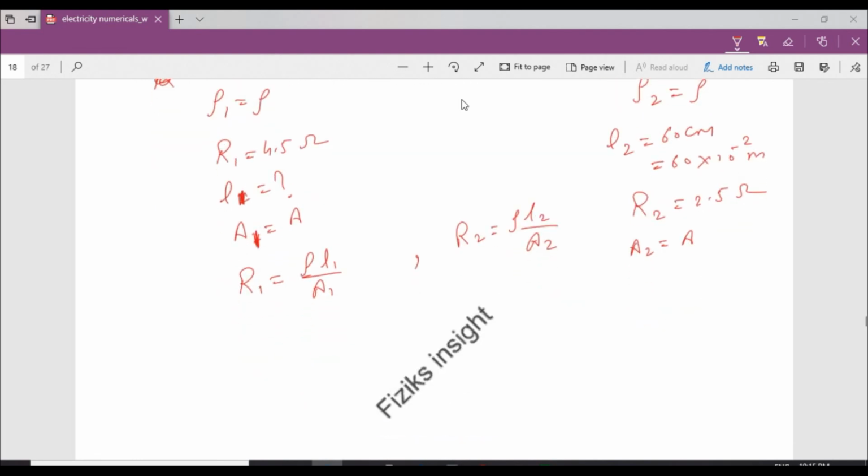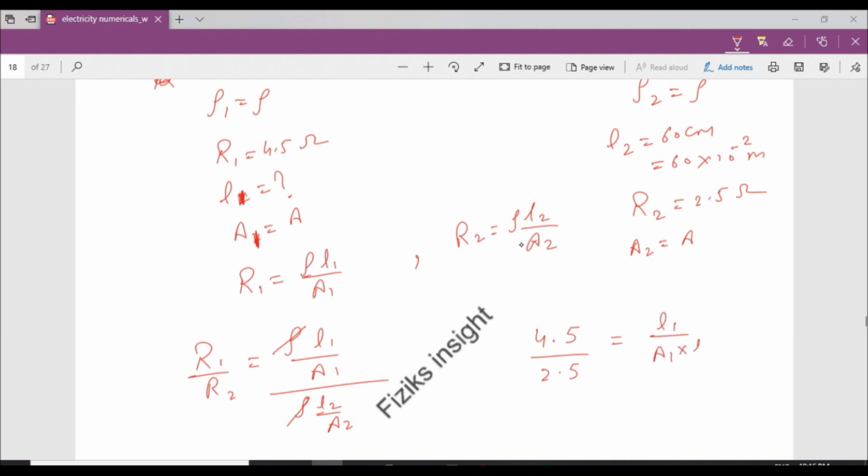What we will do is divide R1 by R2. Rho L1 upon A1 upon rho L2 by A2. Now rho cancels with rho. R1 and R2 are given, so R1 is 4.5 and R2 is 2.5. So it will be L1 upon A1 into A2 upon L2. Areas A1 and A2 are again same, so cancel them out. So 5 5s are 25, 5 9s are 45. So 9 by 5 is equal to L1 upon L2.